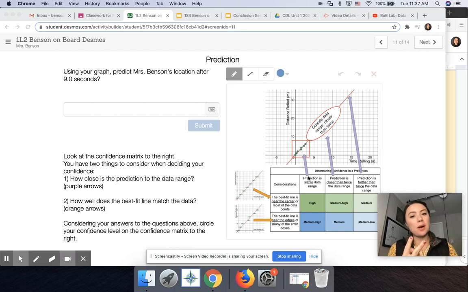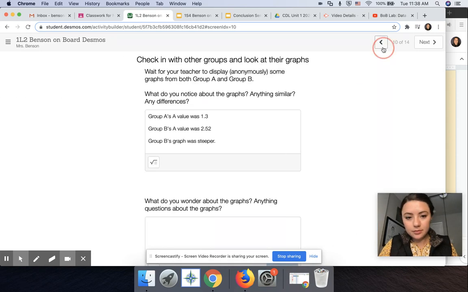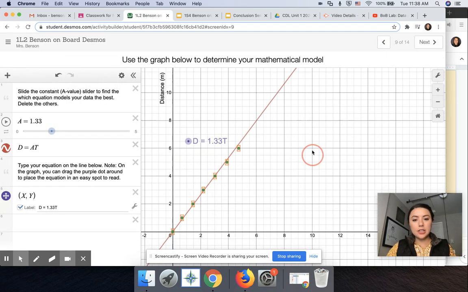So in this video, I'm going to talk about the prediction and your conclusion. We've already graphed it. On this slide, we need to make a prediction about my location after 9 seconds. So if we go back to our graph, here's our graph. Yours might look a little different.